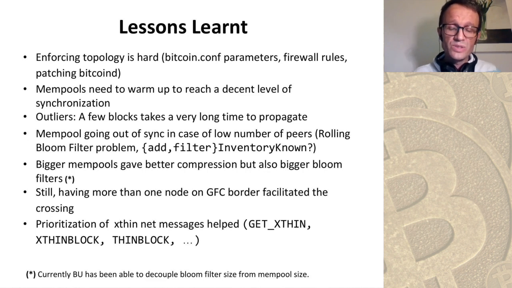Anyway, another thing we found is that the one node we used as a bridge between mainland China and the other nodes outside the Great Firewall of China, which was in Hong Kong, was not enough to keep up with all the traffic. Another improvement we made at the software level, just at the beginning of the test, was prioritizing the Xthin network messages, because we found that in this way the number of outliers and their propagation time were reduced significantly.